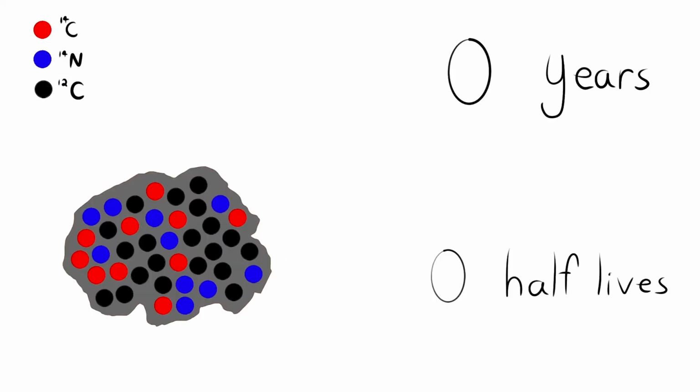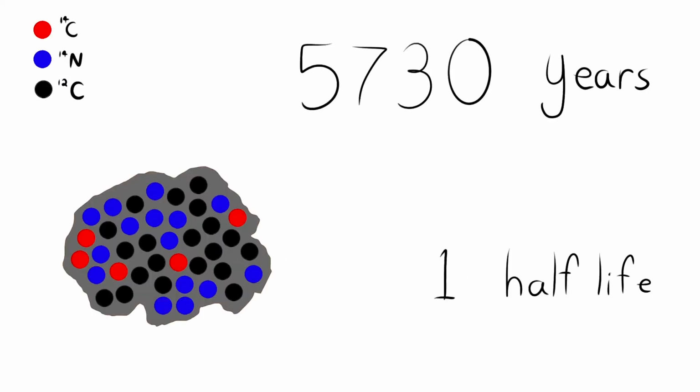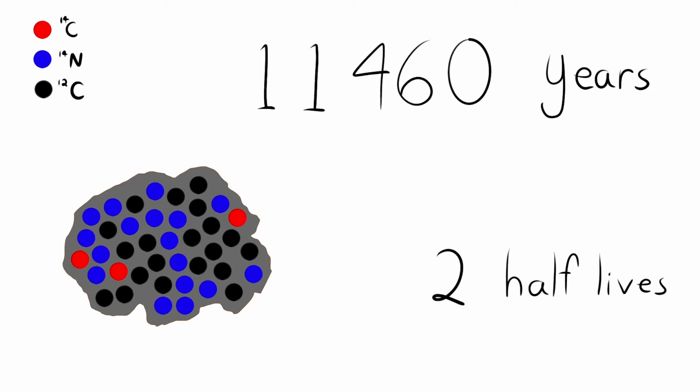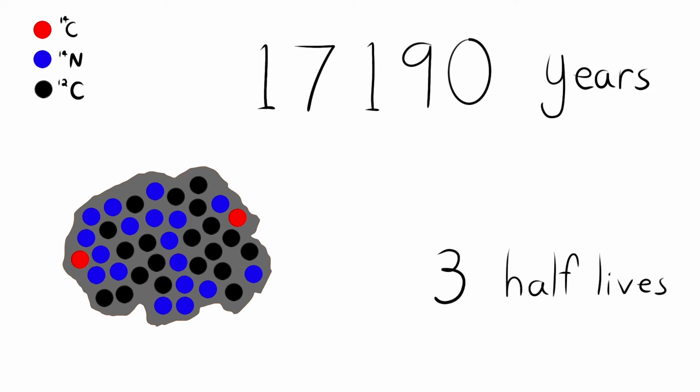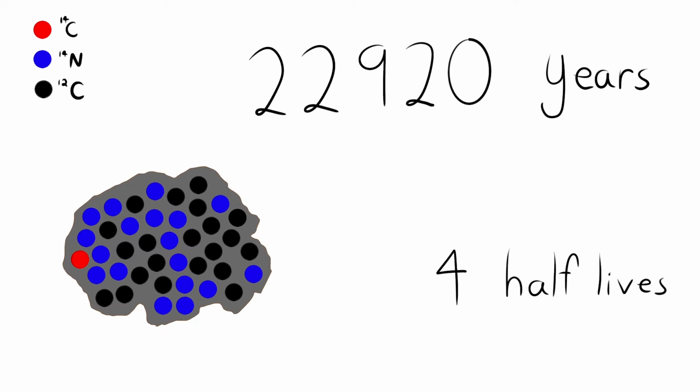By counting the remaining carbon 14 atoms left in the sample, then comparing that amount to the stable carbon isotopes of the same sample, researchers can then work out when the organism which produced the sample died.